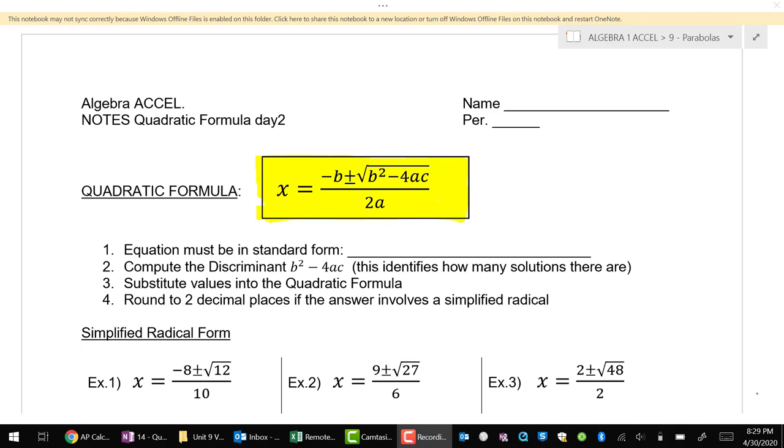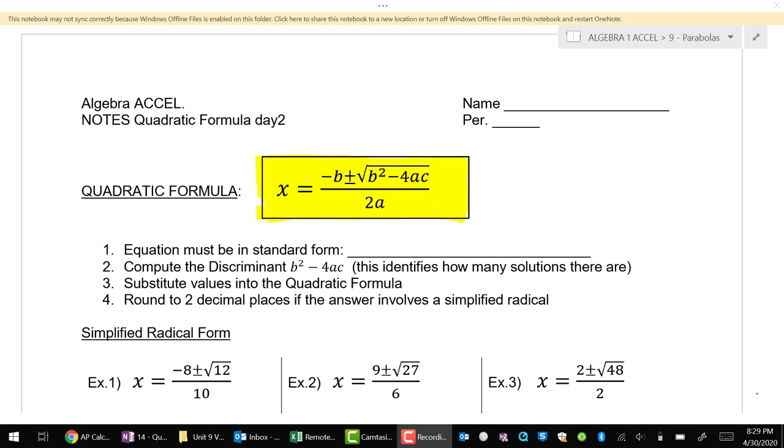x equals the opposite of b, plus or minus the square root of b squared minus 4ac, all divided by 2 times a. That is called the quadratic formula, and we've been working with this for a while now, using it to solve quadratic equations. So I hope that's been helpful to you.